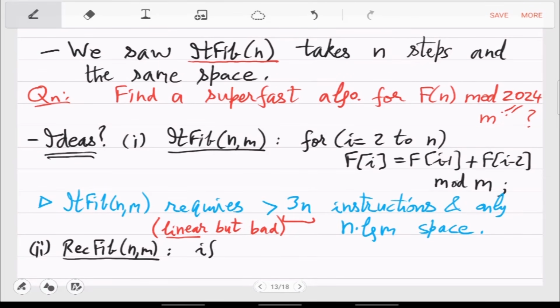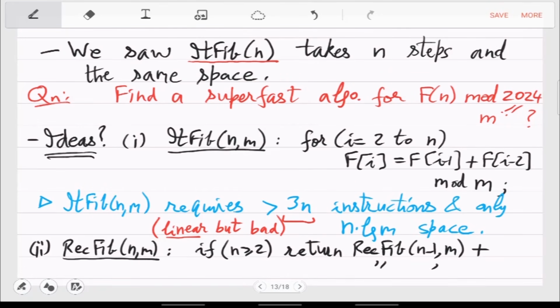So this was if n is large, then you recurse, which is n minus 1 and n minus 2. And you have to do mod m arithmetic.